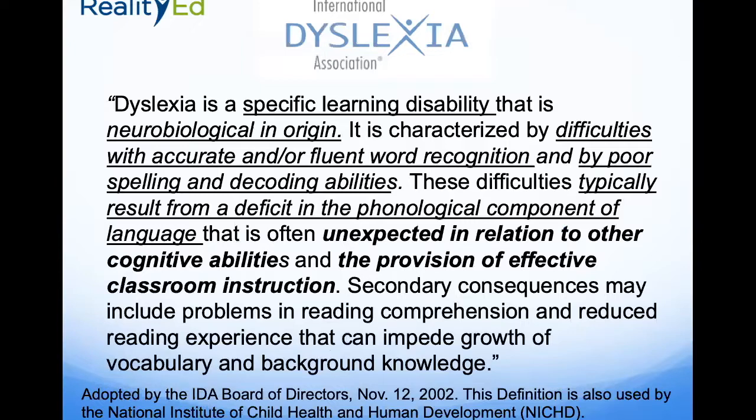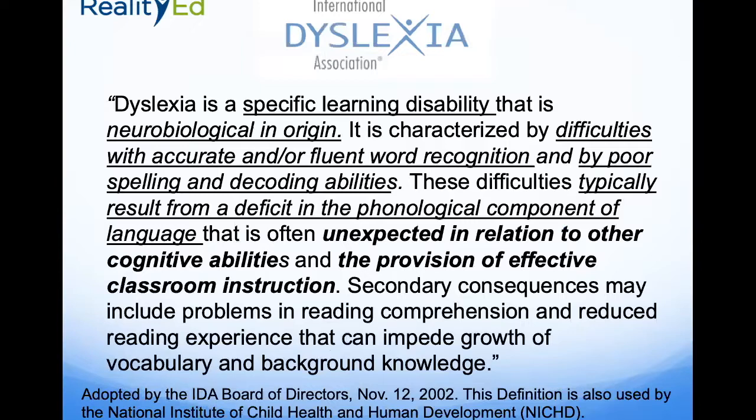These students or adults struggle with accurate or fluent word recognition. Also, they have trouble spelling and trouble learning how to decode words. These difficulties, this is the most interesting part of the definition. It says it typically results in the phonological component of language. So what's interesting about the definition is that it does name the smoking gun, the major contributor to this deficit, and then we'll get into what that is in a few minutes.